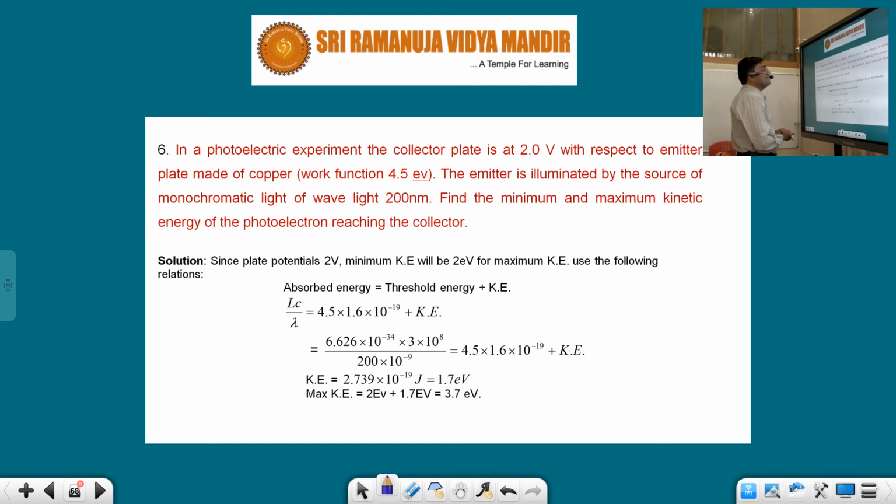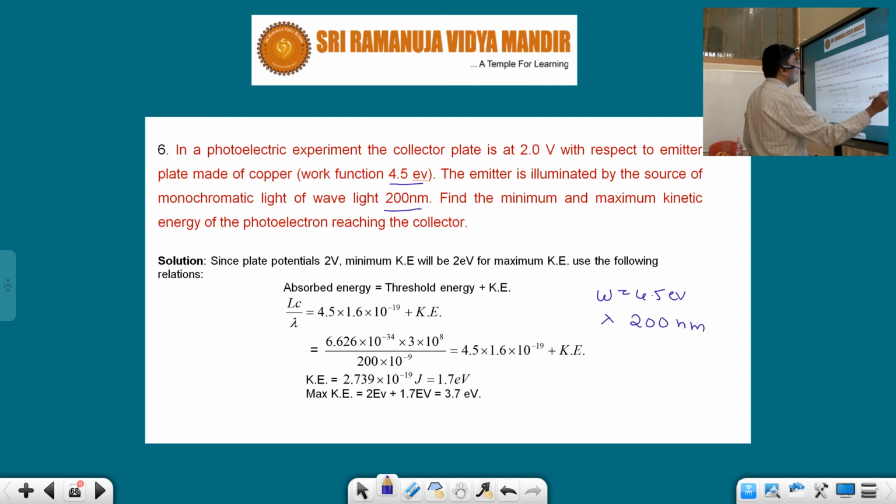In a photoelectric experiment, the collector plate is 2 volts with respect to the emitter, and it is made of copper. The work function is given as 4.5 electron volts. The emitter is illuminated by a source of monochromatic wavelength, so λ is given as 200 nm. Find the minimum and maximum kinetic energy of photoelectrons reaching the collector. So the collector plate 2.0 is given, means this is what potential? Stopping potential. 2 volts is given, stopping potential V₀.